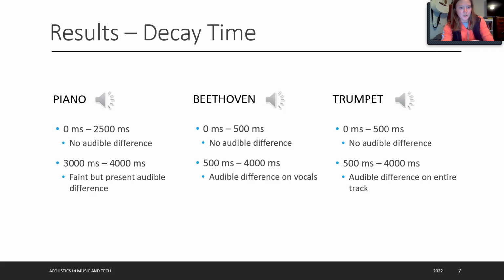So as we worked through 0 to 2,500 milliseconds, general consensus, we really couldn't hear any audible differences in the decay time. But then between 3,000 and 4,000 milliseconds, it was very faint, but we could hear that a reverb had been applied. So then we'll go on to this Beethoven piece.